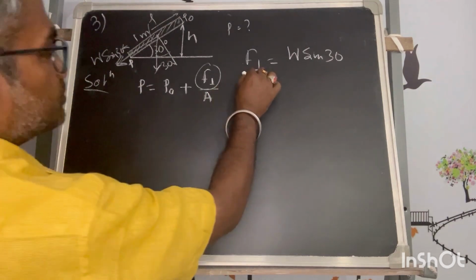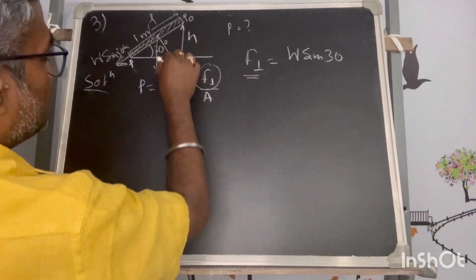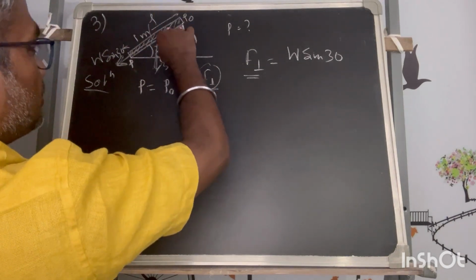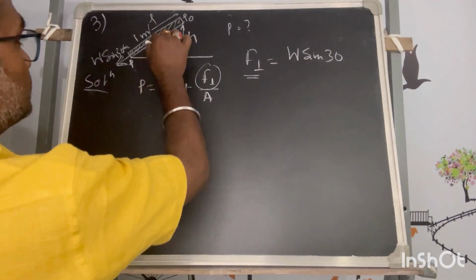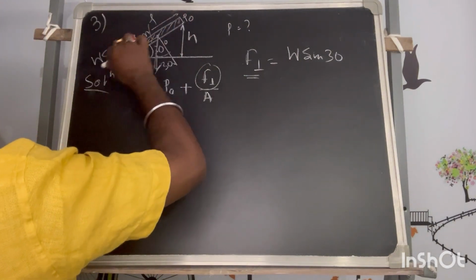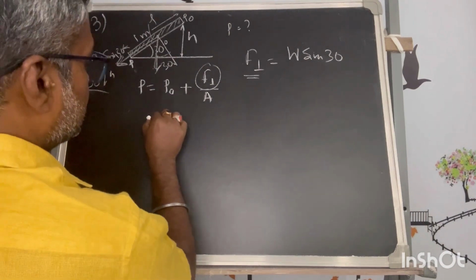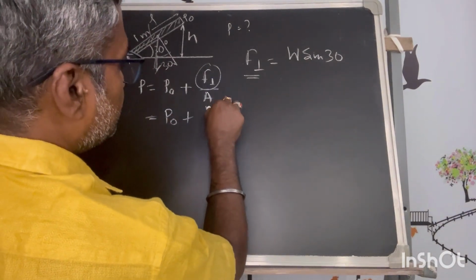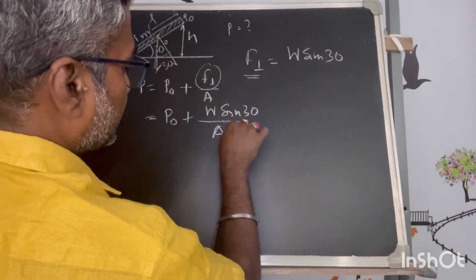So this will be the responsible force to increase the pressure here. Not all of it, because the other force which is perpendicular will not act, since force is a vector. So the component which is acting in the same line will cause the pressure to be increased as per the definition. So this is P0 plus Ft, which is equal to W sin 30 by A.